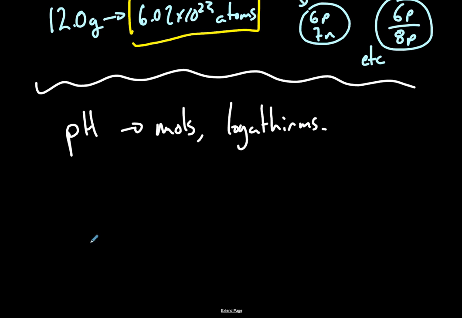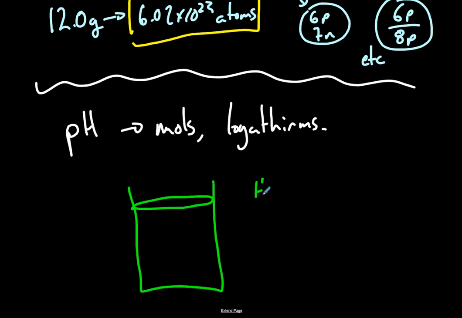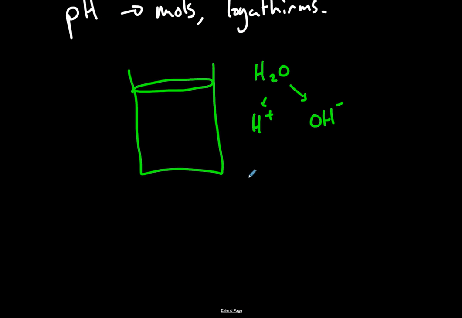But it turns out that in normal everyday water, and this is going to represent a jug of water, most of the water is in molecule form, but a little bit is separated into ions. Just a little bit of it. So the question is, how much? Well, 1 times 10 to the negative 7 moles for every liter of water is in H plus and OH minus. So 1 times 10 to the negative 7 moles of hydrogen is in ion form in water.